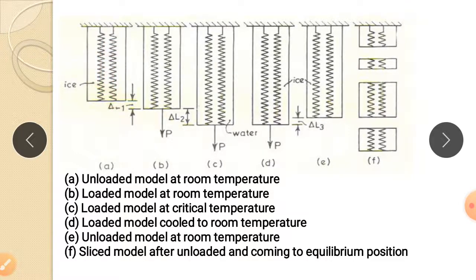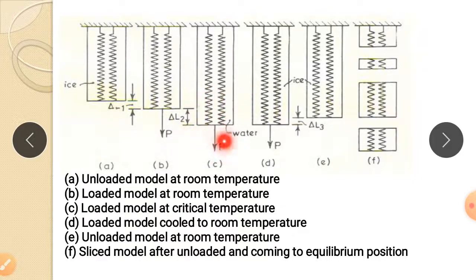the unstretched condition. Next step, they are going to load the model. What happens, the spring is going to get elongated and the ice is also going to get elongated. In here the spring is the primary bond and ice is the secondary bond. When the load is applied, both the primary bond and secondary bond collectively take the load. Ice is also going to take the load and the spring is also going to take the load, and it is going to make some elongation, delta L1.